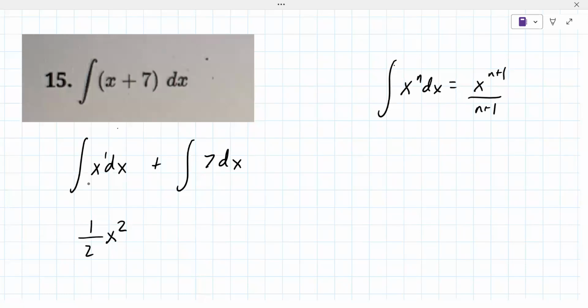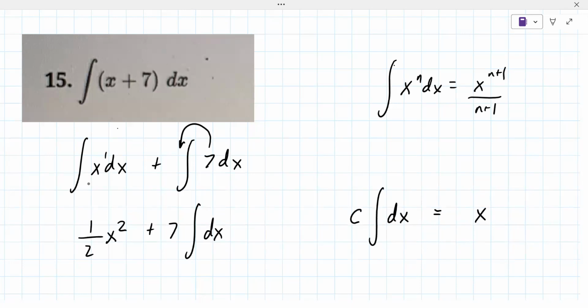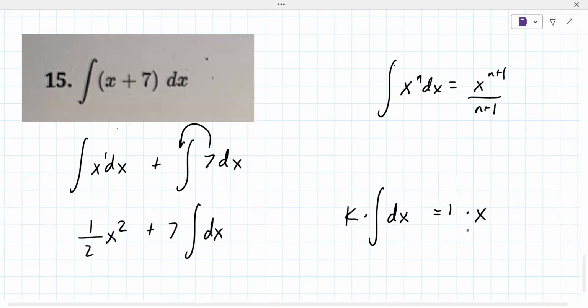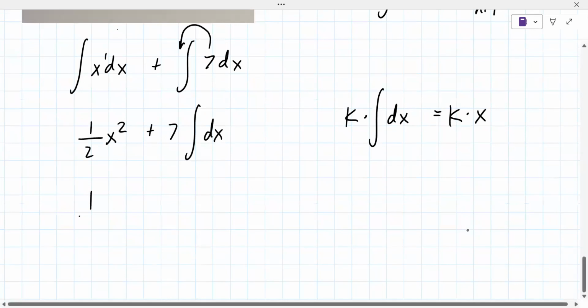Very good. Now, the next one, like I mentioned, you can bring that constant out. So you can actually write 7 integral dx, and the integral dx here is always x. If there's a constant in front, the constant comes with it. Now that's a different C, so actually I should probably use a different letter here, like K. I don't know if that's confusing. So this becomes 1/2 x squared plus 7x.